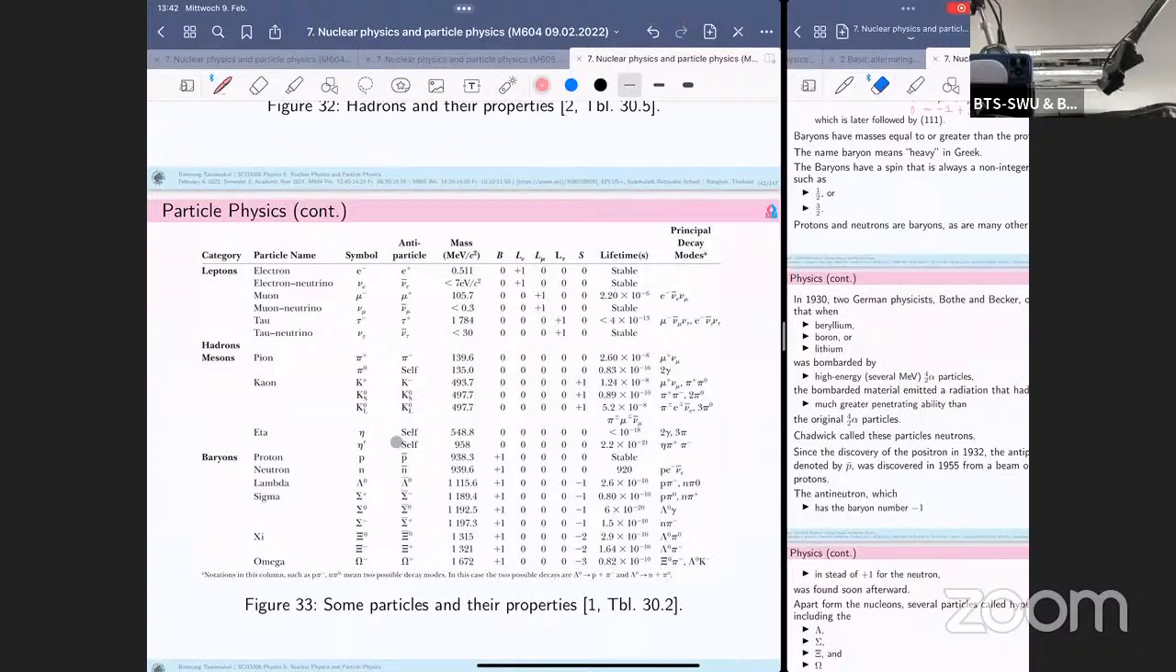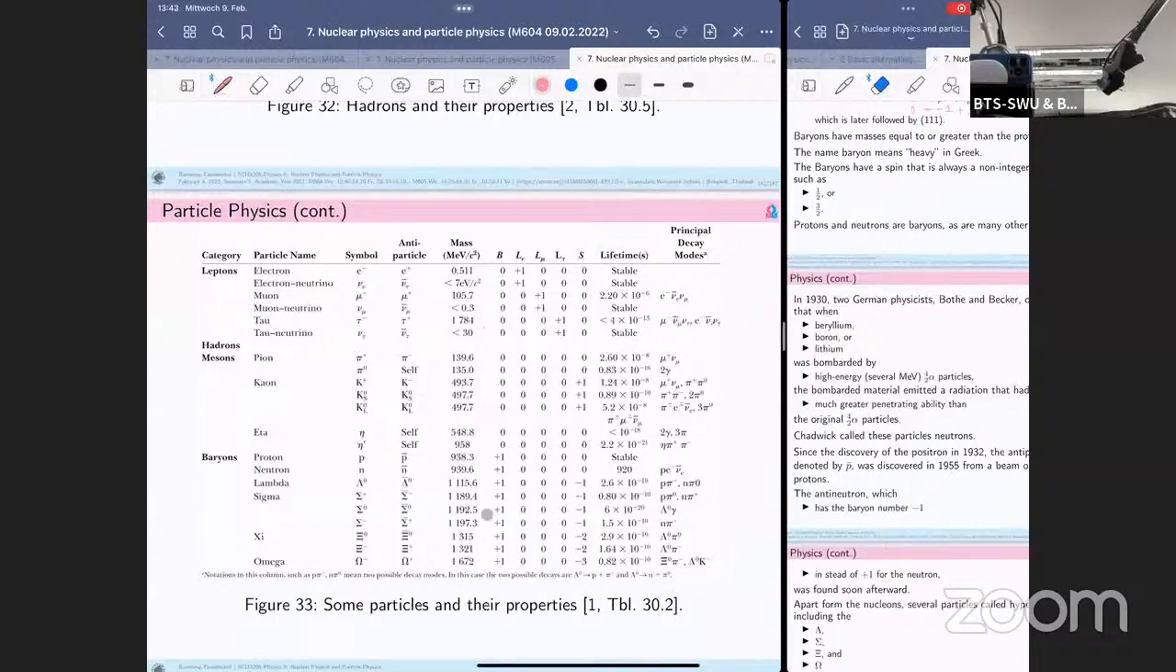Kaon has also this version, right? Kaon L, kaon S, and eta, which is also a class in meson. Fortunately, eta has no antiparticle. They are already self-antiparticle. You could see the mass increases from electron, and the tau is very, very big, actually.